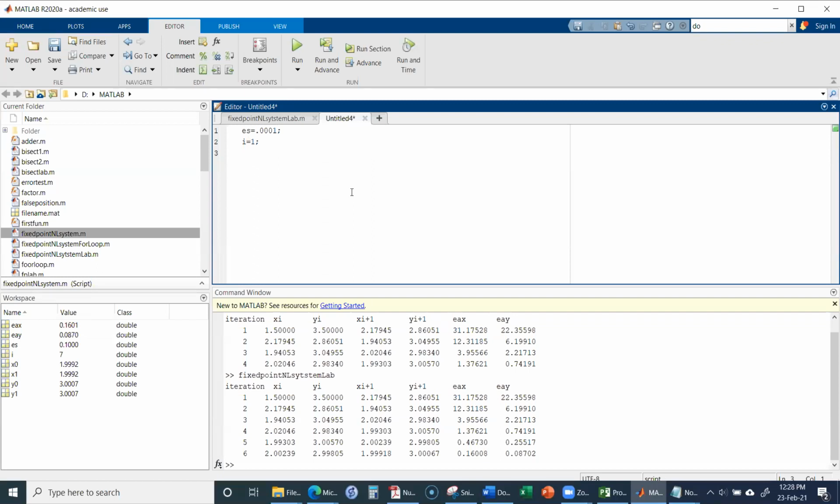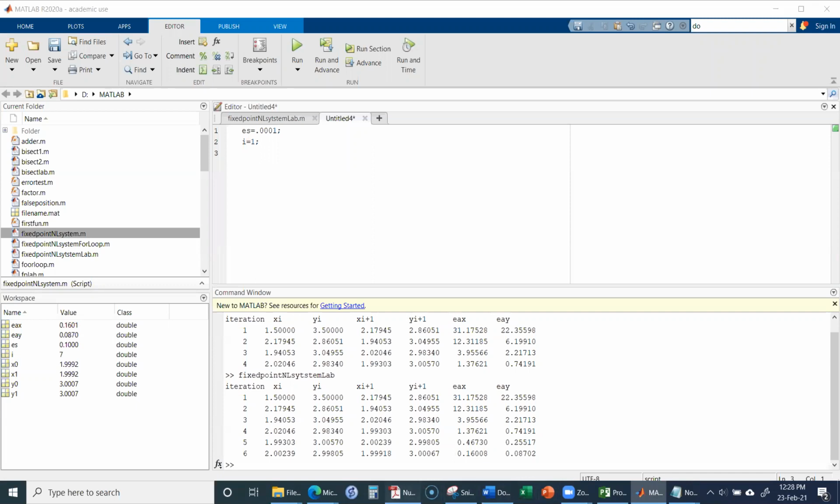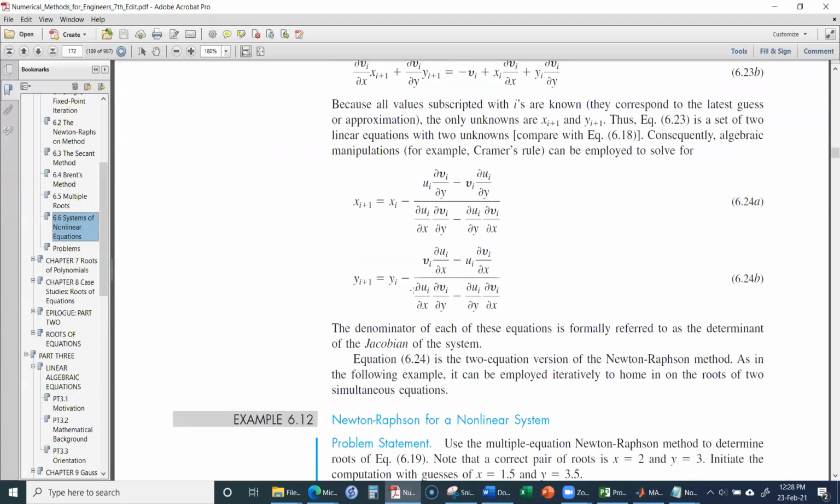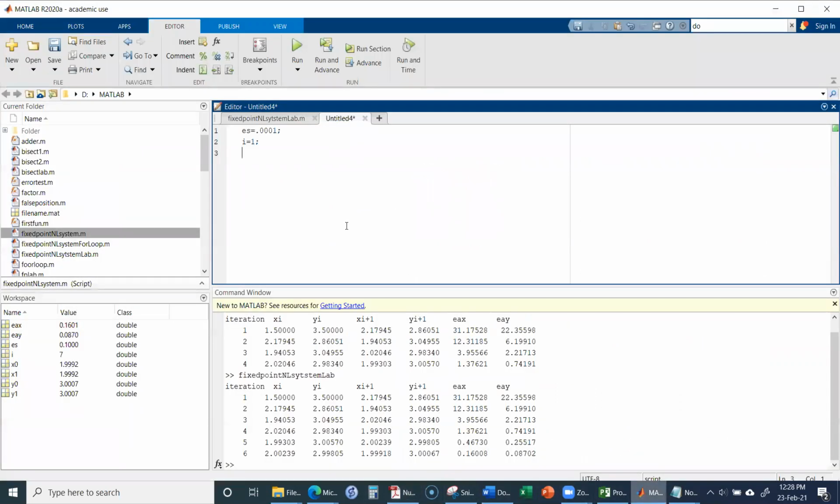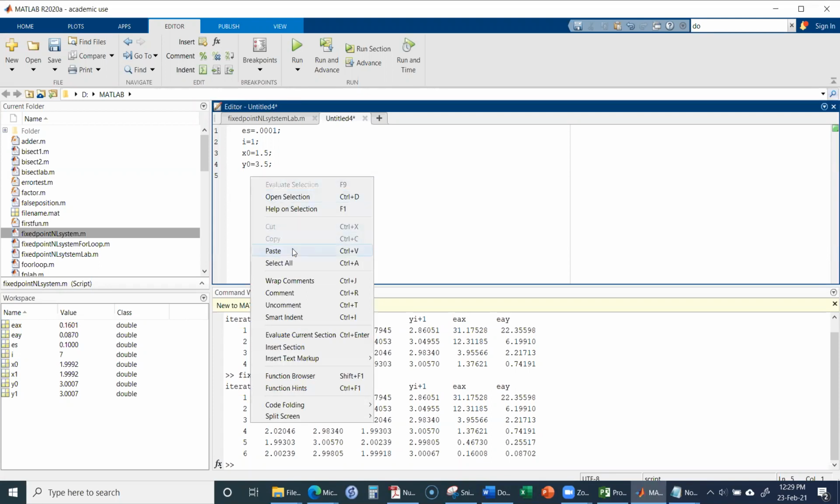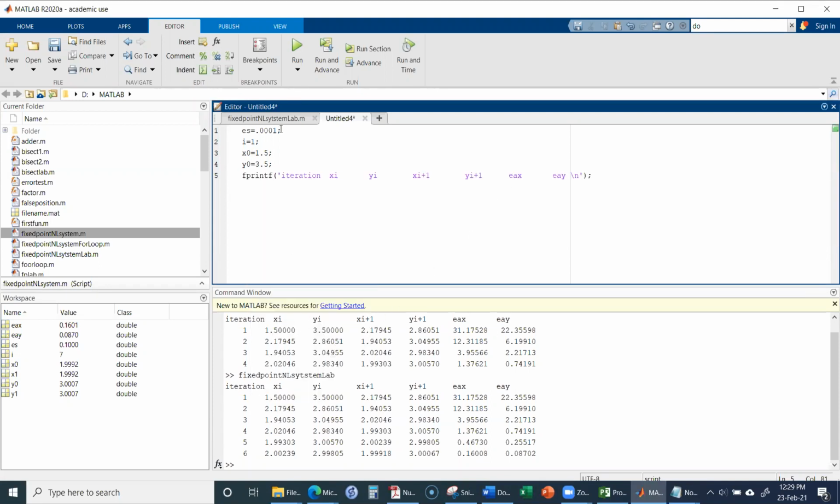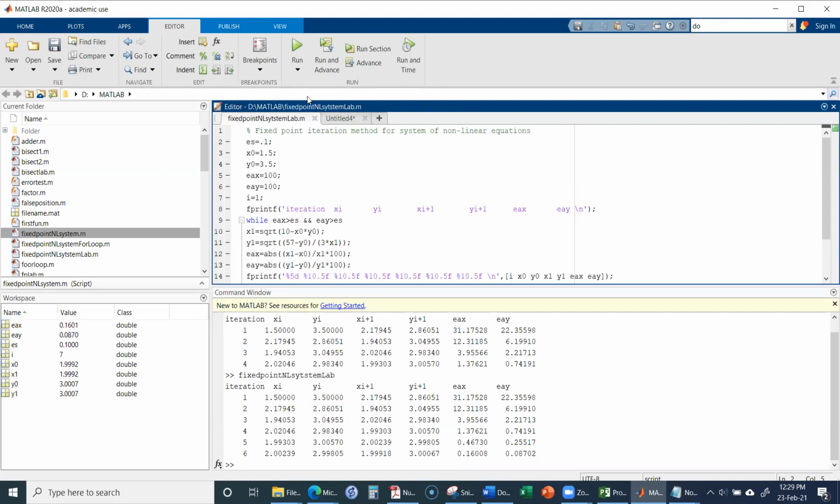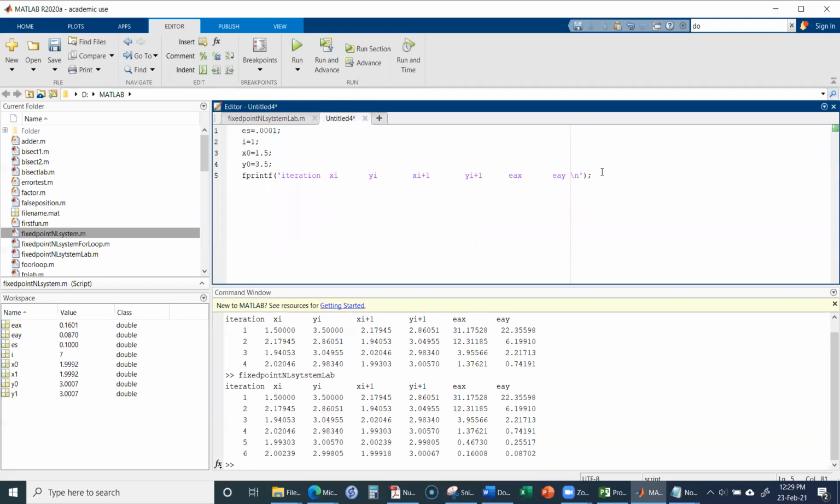And then I'm doing the same example, same equation. So initially we took x naught is equal to 1.5 and y naught is equal to 3.5. So I will take x naught is equal to 1.5 and y naught is equal to 3.5. And I want to print the table of values. So this is the heading of the table, which I can use from the previous script.